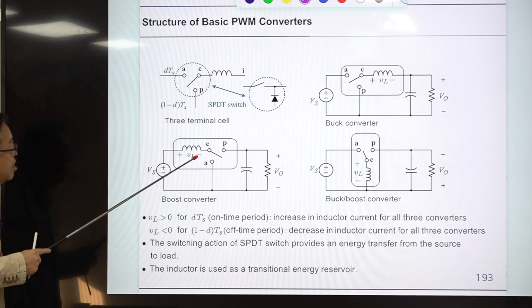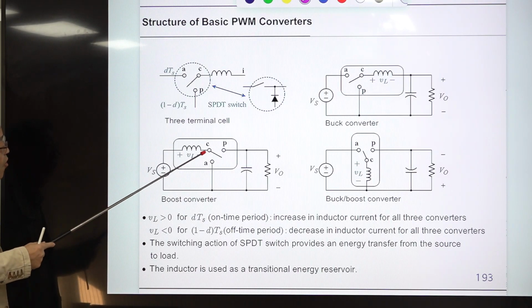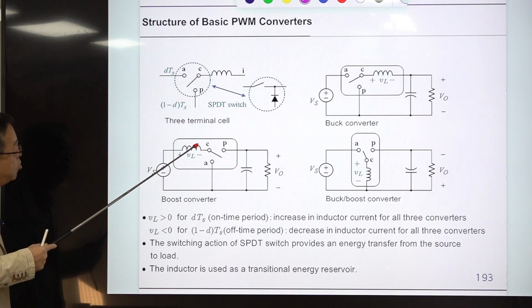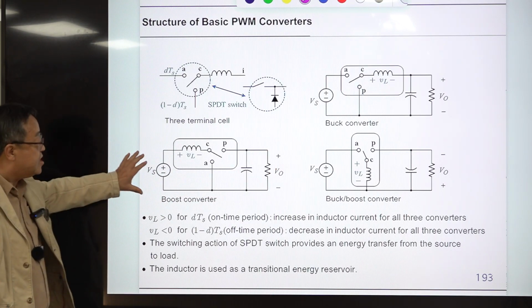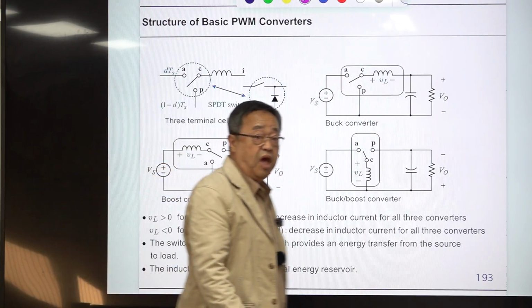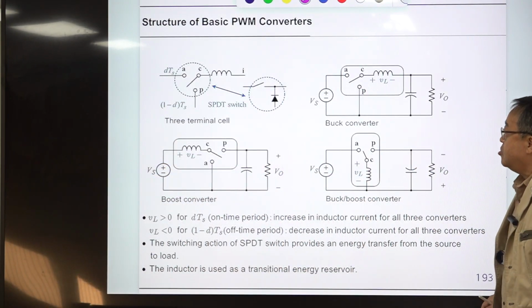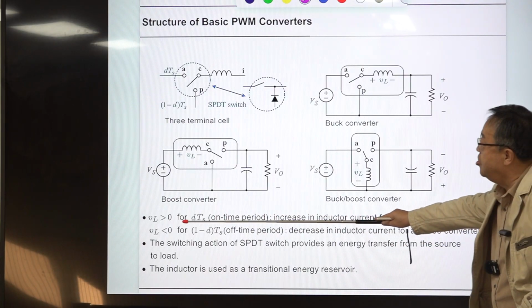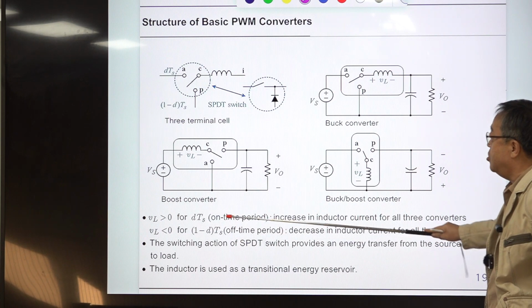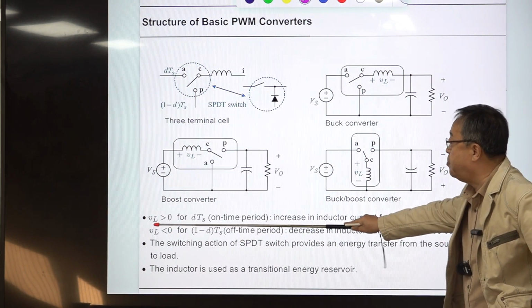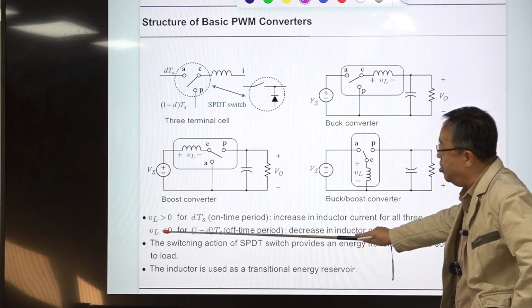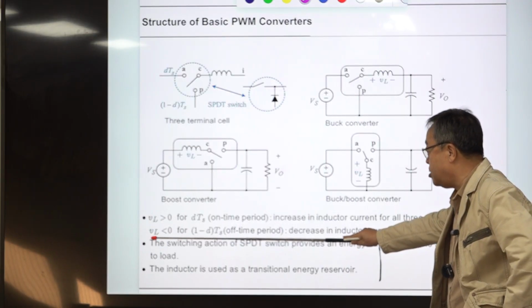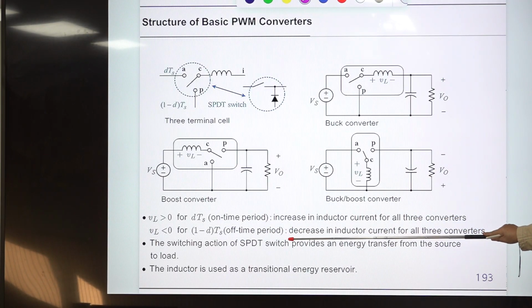When this is connected, this inductor voltage is this one. When this is connected to here, this voltage is Vs minus VO. VO is always larger than Vs, so this inductor voltage becomes negative. Same is true here. So for all three converters, this inductor voltage becomes positive during the on-time period. With this positive voltage, the inductor current will be increasing, and during this time period, the inductor voltage is always negative. During this period of time, the inductor current will be decreasing for all the three converters.